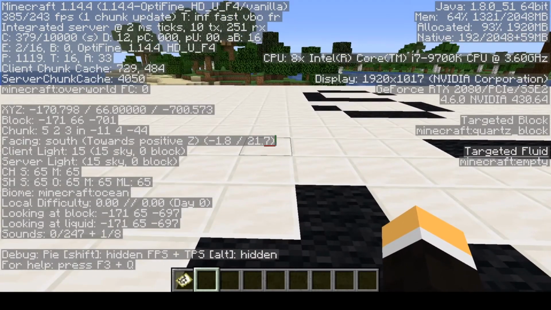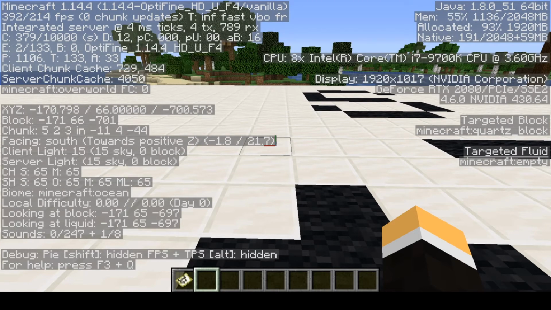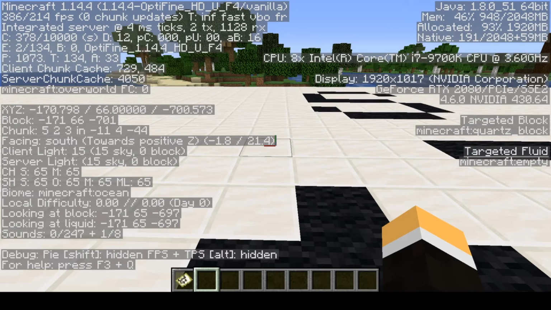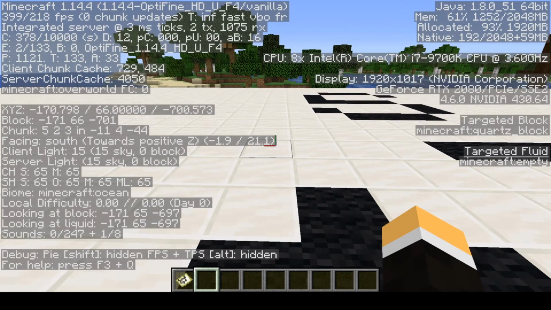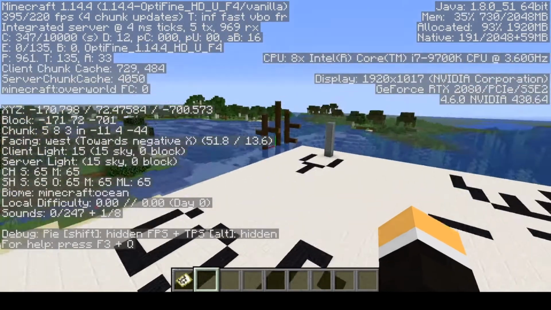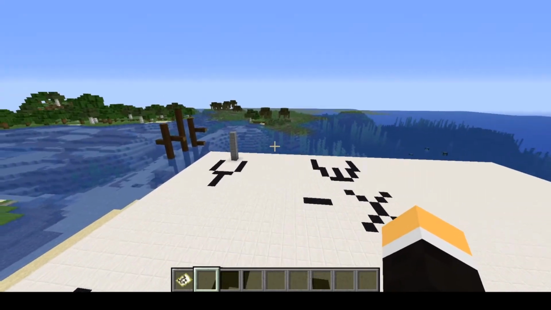And there we are. Negative 170 for X coordinates and negative 700 for Z coordinates. But that's how you would use those. So you could find your home that you set up or another point of interest. Let's make real good use of that.